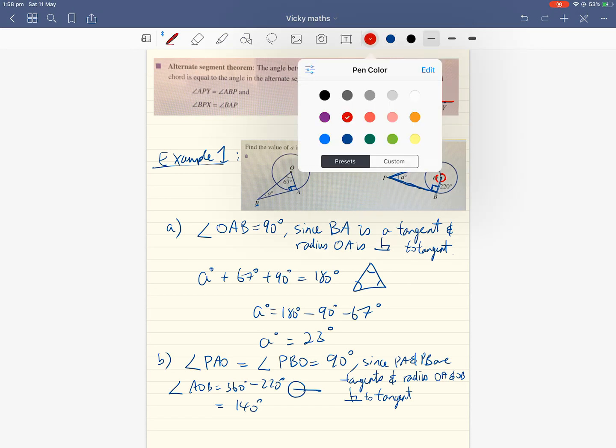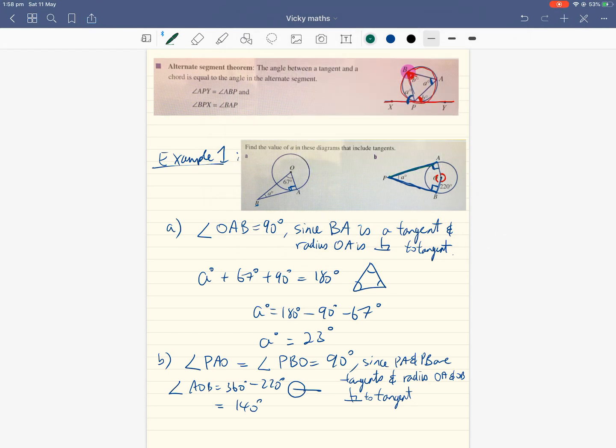Now if you look closely at the diagram, P to A is one side, A to O is another side, O to B is another side, and P to B is another side. So altogether we have 4 sides of that shape, which means it's a quadrilateral, and angles in a quadrilateral add up to 360 degrees. So therefore we know that angle A plus 90 degrees plus that inside angle of 140 plus another 90 degrees because of the tangent, it all must be 360 degrees, because sum of angles in a quadrilateral. So if you do your subtraction, A is 40 degrees.